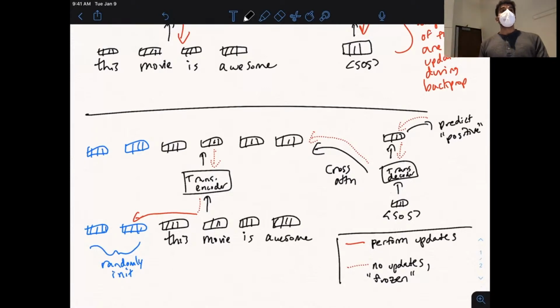So this approach is very attractive in many ways because you only have to store these embeddings to solve a task, and you can use the same base model. But it also does incur a performance penalty compared to full model tuning.